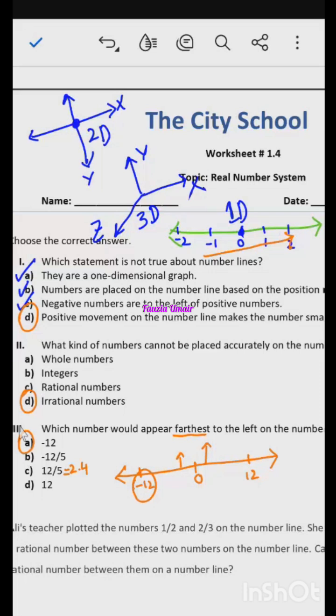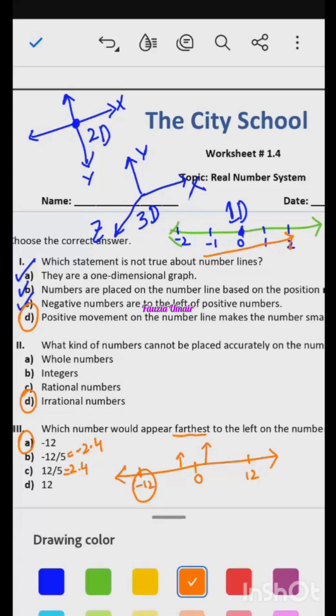Minus 12 divided by 5 is basically equal to minus 2.4. So minus 2.4 is close to 0 as compared to minus 12. Minus 12 is very far, isn't it? Okay, they cannot even be compared, right?